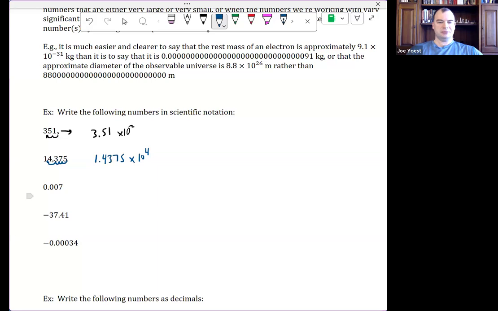This is a small number. I have only a 0 to the left of the decimal point. I need to move my decimal point 1, 2, 3 places to the right to make 7 times. I move 3 places to the right, so I need to multiply by 10 to the negative 3 to kind of counteract that, to account for that, to move the decimal point 3 places back to the left.